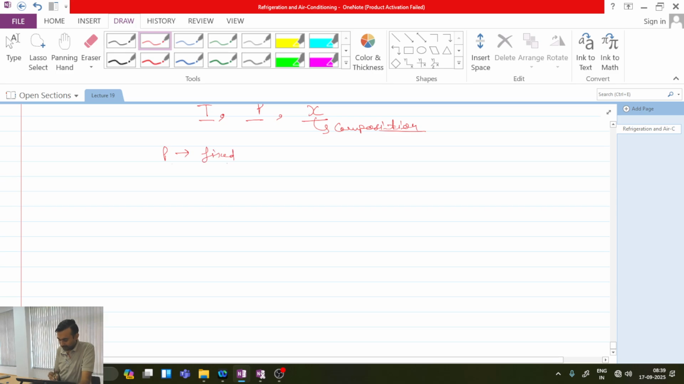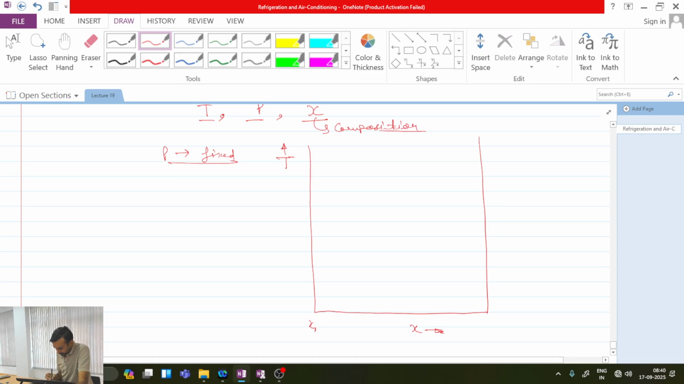P I have fixed. For a given P, I will try to plot the temperature versus composition diagram. So this is T and this is X. Okay. Now here X is 0 and here X is 1. Here XB is 0 and XB is 1, and here XB is 0, for a mixture of A and B.